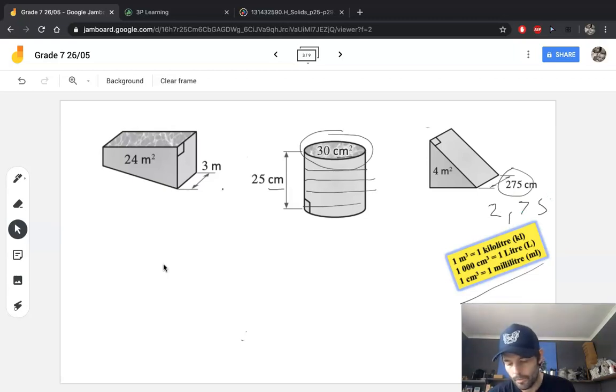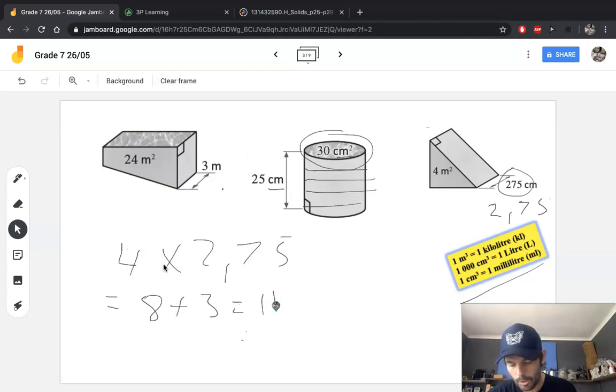So the volume is going to be 4 meters times 2.75. Okay, we can go work that out. So 4 times 2 is 8. And then 4 times 0.75 is 3. So that's going to be 11 meters cubed. Right, and then if you have a look at the conversion chart on the right hand side, that's going to give me 11 kiloliters or 11,000 liters.